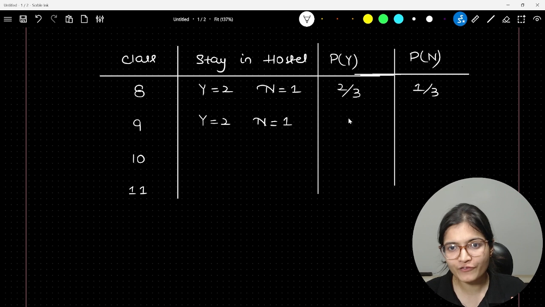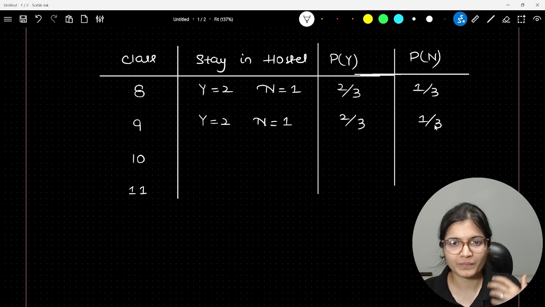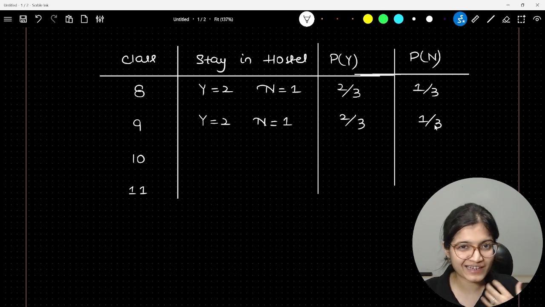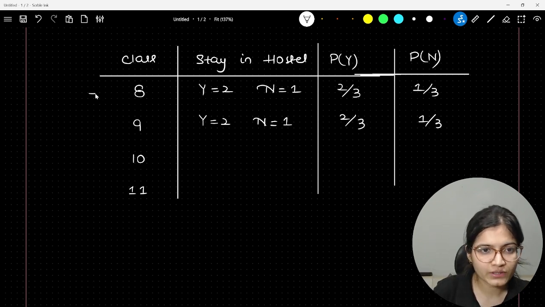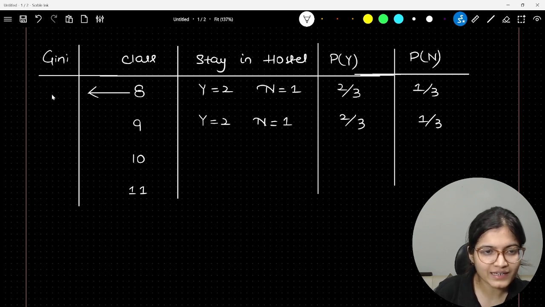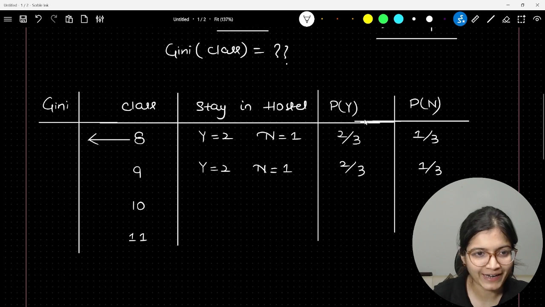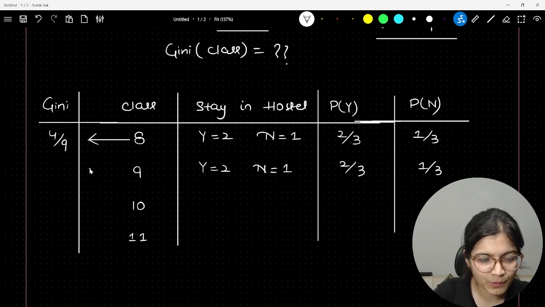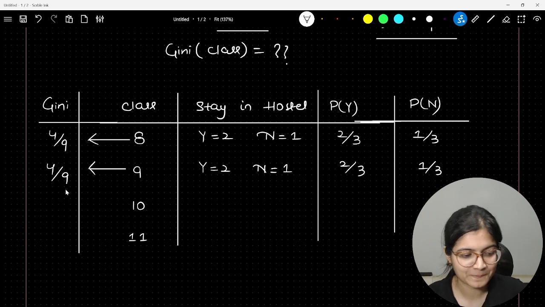So what is the probability of yes? It is nothing but 2 by 3. What is the probability of no? It is again 1 by 3. So because the probability is the same, obviously the Gini value will also be the same. So the Gini index value for class 8, which we have done, is 4 by 9. And because the probability for class 9 is also the same, the answer will be the same, which is 4 by 9 again. Makes sense? Now let's move to class number 10.